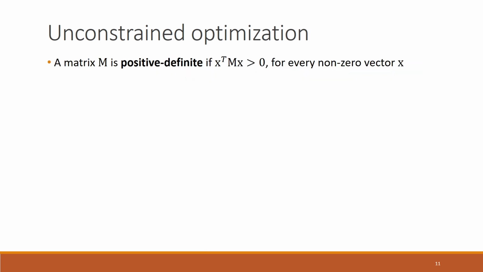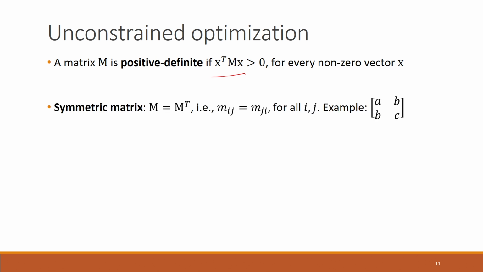Now, a matrix M is positive definite if x transpose Mx is positive for every non-zero vector x. Now, let us understand what a symmetric matrix is, although many of you might already know this. A matrix is said to be symmetric if the element in the ith row and jth column is the same as the element in the jth row and ith column.